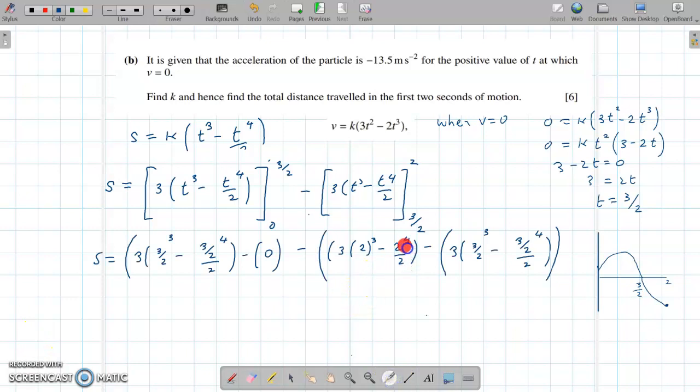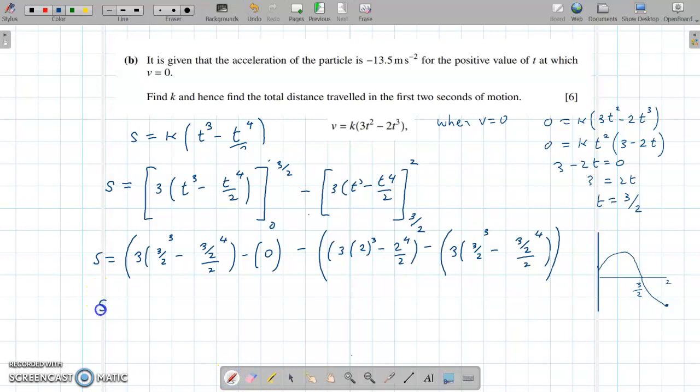Incidentally, this bit is going to be 0 anyway, because when you sub in 2 here you're calculating the area to the left of 2, so the displacement from 2 to 0, which is 0. We know when t is 2, the displacement is 0. In other words, this area is the same as that area. The integral of that is negative, the integral of that is positive, so this bit's going to be 0. If you calculate it, you'll confirm it.